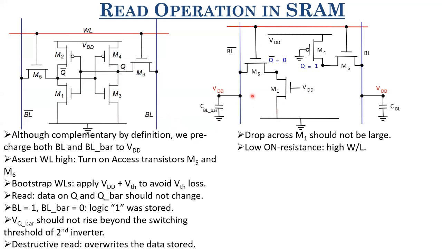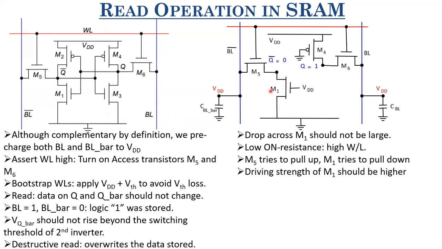Now, as I discussed earlier, M5 is trying to pull this node up while M1 is trying to pull this down. So the driving strength of M1 and M5, the competition between the two, decides the value of voltage at VQ bar. And if we want this node voltage to be much smaller than the switching threshold of this inverter, then we should ensure that the driving strength of M1 is higher than the driving strength of M5.